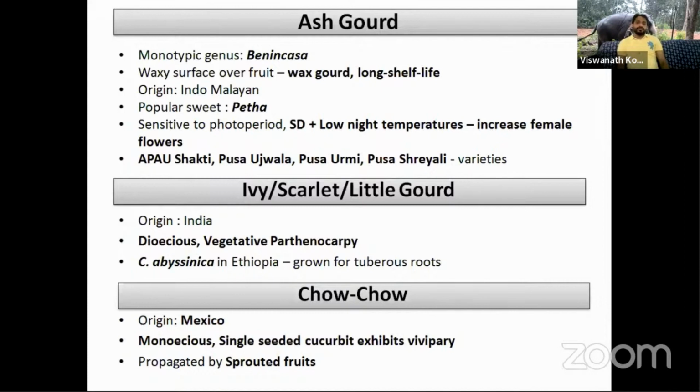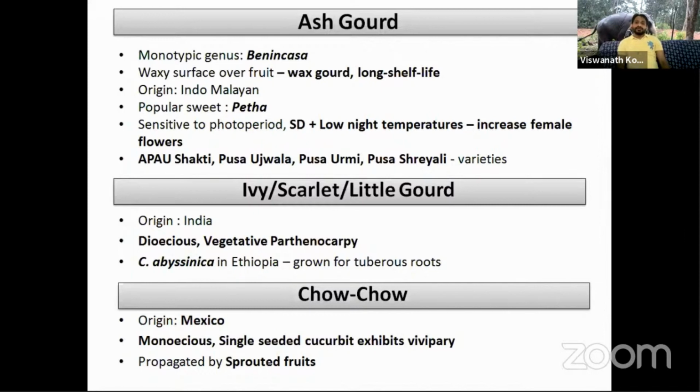And one popular sweet from ash gourd is prepared in North India, that is called petha, and it is sensitive to photoperiod. Like bitter gourd, in ash gourd also short day plus low temperatures promote female flowers. And Pusa Urmi and Pusa Shreyali are the new varieties of ash gourd. Pusa Urmi and Pusa Shreyali.